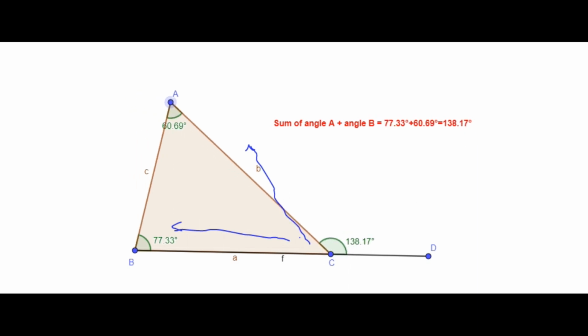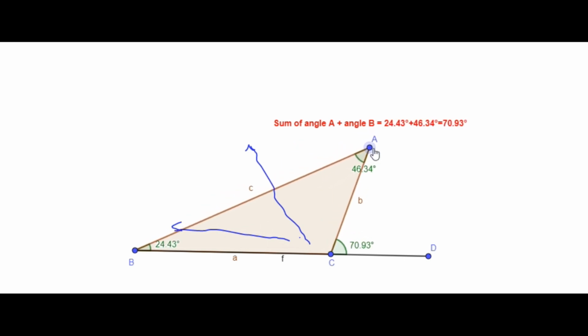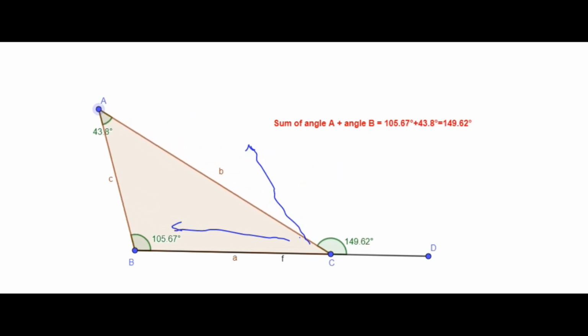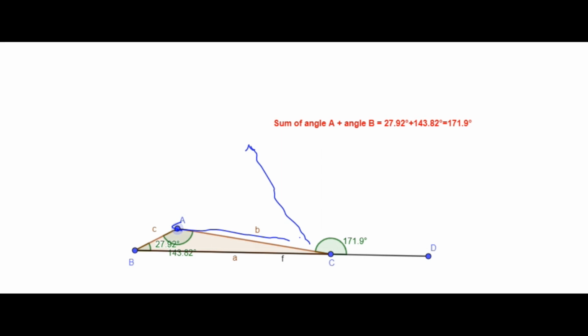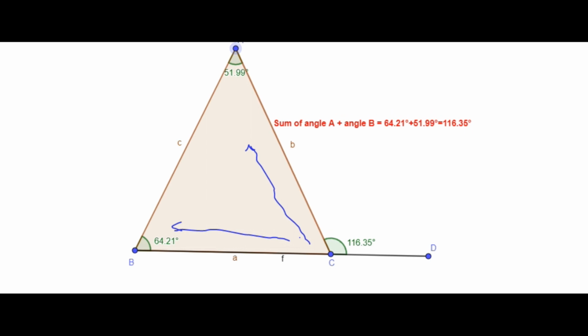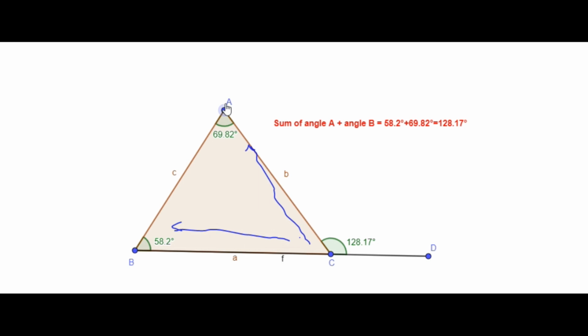The exterior angle keeps changing. So in a triangle like this, the exterior angle is now 70.93, and the opposite angles have also changed. But if you still add 24.43 to 46.34, they're still going to add up to the exterior angle. So you take any triangle, the sum is always going to be the same. You take a triangle like this, it is still going to be the same. You take a triangle like this, it is still going to be the same. Whatever way you take the triangle, even a very tall triangle, it is still going to be the same.